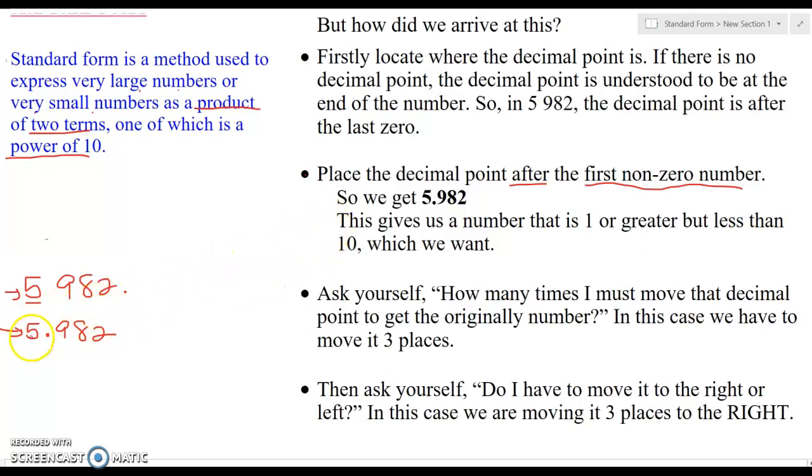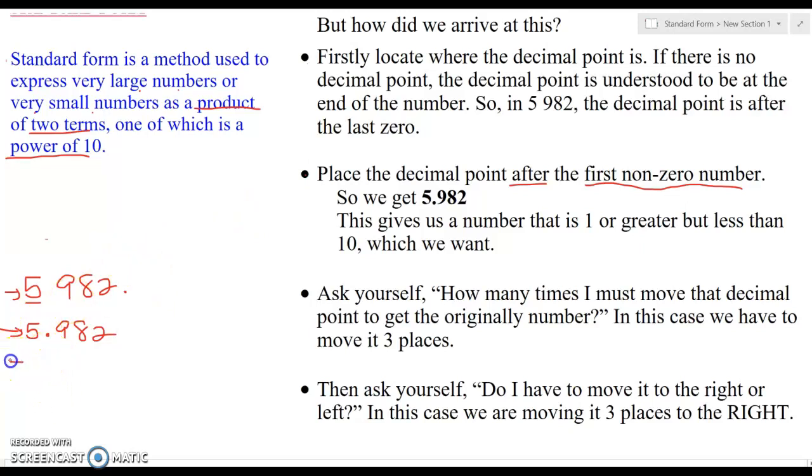Now this number that we have, 5.982, is a number that is 1 or greater but less than 10. For standard form, where you place the decimal point, it must give a number that is either 1 or greater, but it must be less than 10. And we can tell that 5.982 falls in that range. Good.